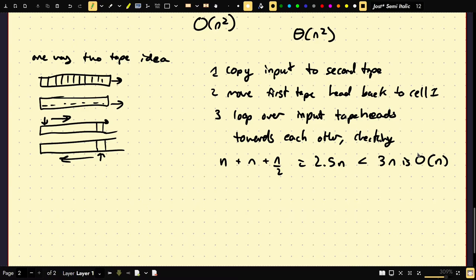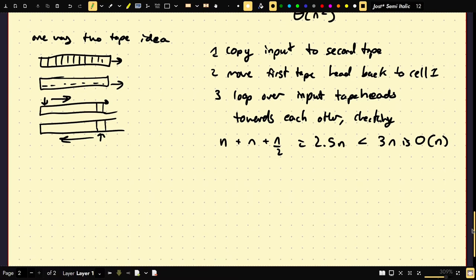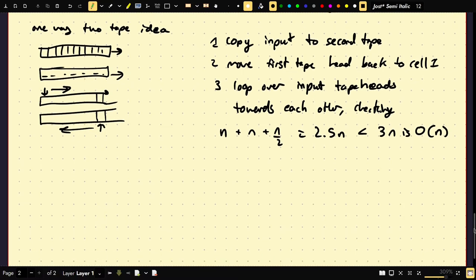The jump to a two tape Turing machine sped us up. It sped us up from quadratic to linear. And you may think, well, that's great. Why don't we just use the two tape model? And the answer is, in the real world, in some cases, it still doesn't really matter.